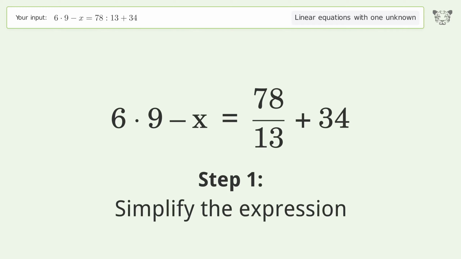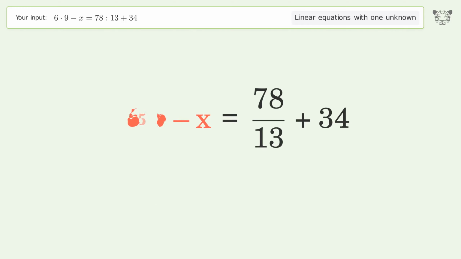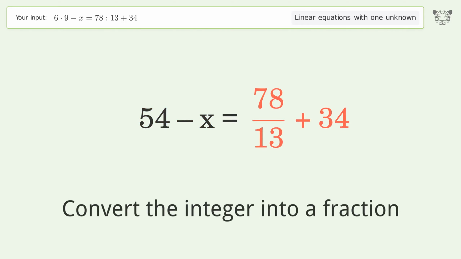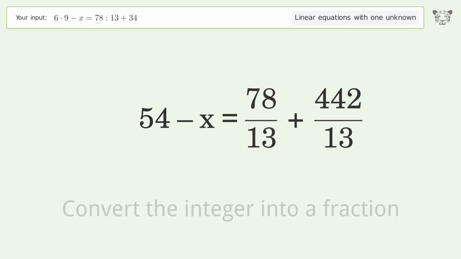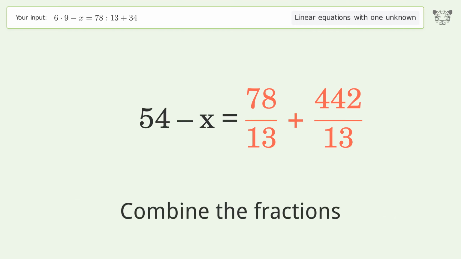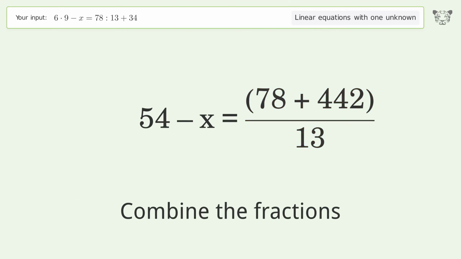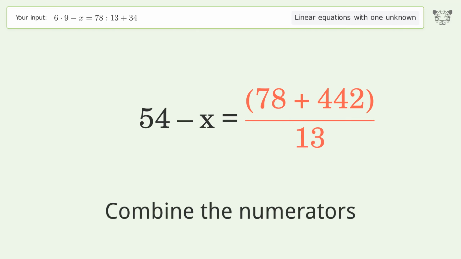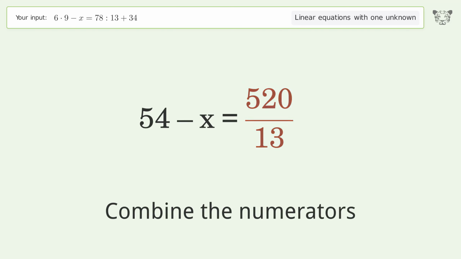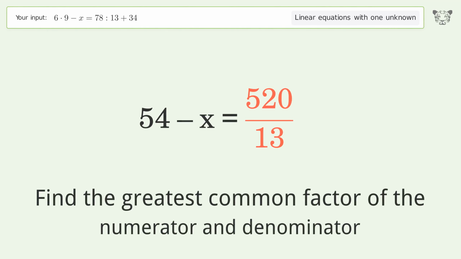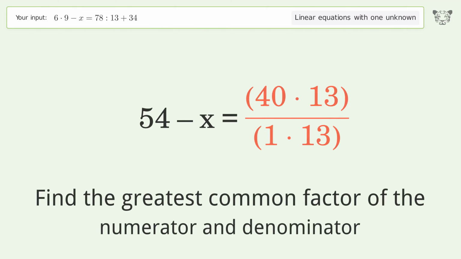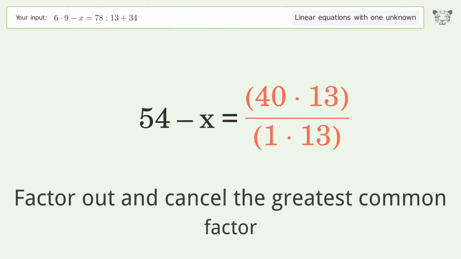Simplify the expression. Convert the integer into a fraction. Combine the fractions. Combine the numerators. Find the greatest common factor of the numerator and denominator. Factor out and cancel the greatest common factor.